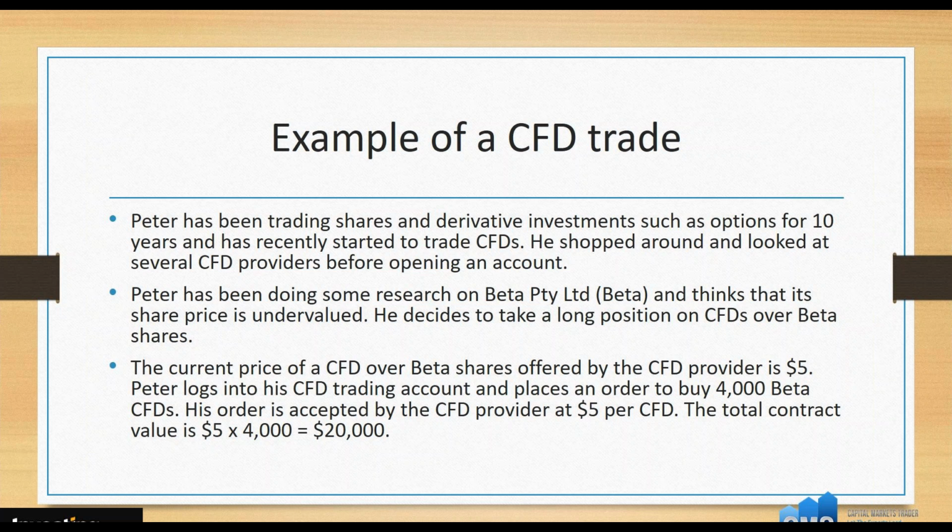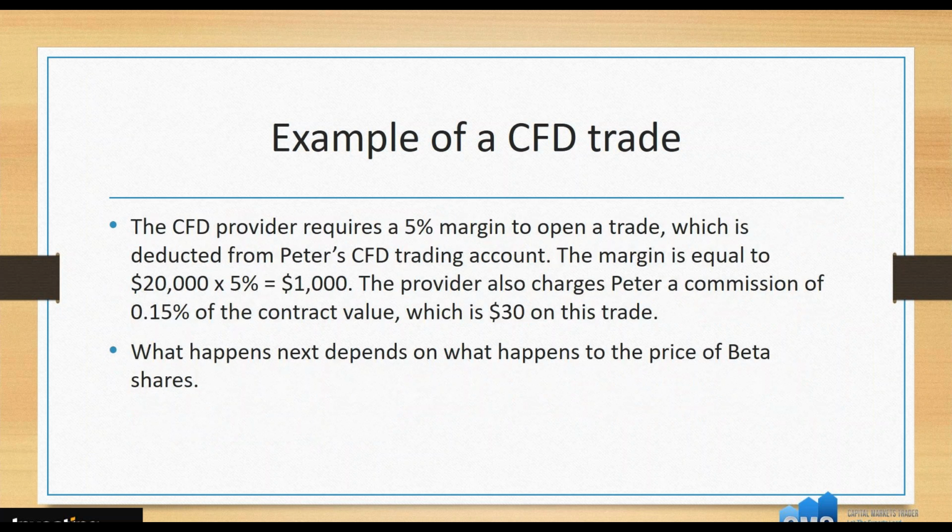The total contract value is $5 per unit or per share times the 4,000 shares that he bought, or equal to $20,000. Straight, easy calculation. The CFD provider requires a 5% margin to open the trade, which is deducted from Peter's CFD account. The margin is equal to $20,000, which was his 4,000 shares times the $5 per share, and he's required 5% of that in stock trades, which is equal to $1,000.